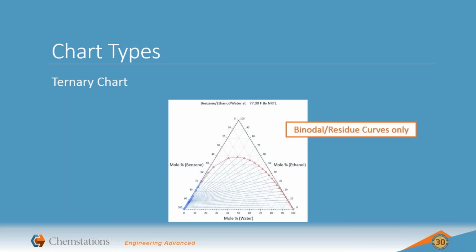Ternary charts are only used to display binodal and residue curves. Composition data is plotted in a triangle, and they are helpful for designing separation processes for highly non-ideal systems.